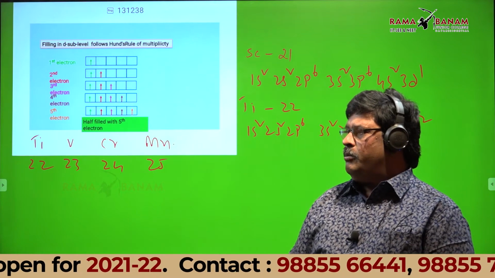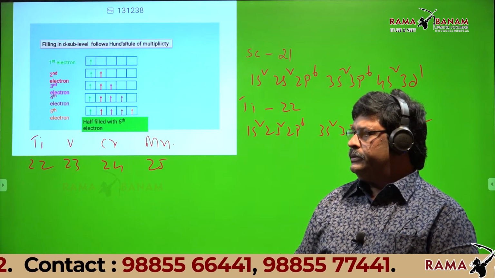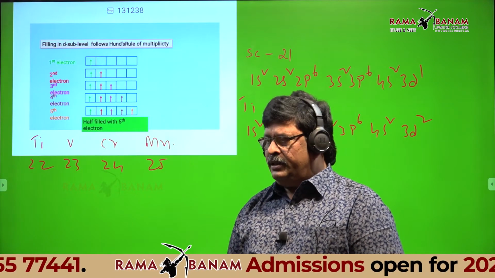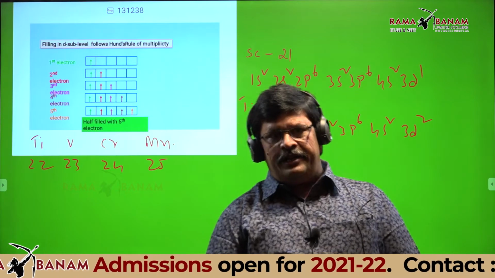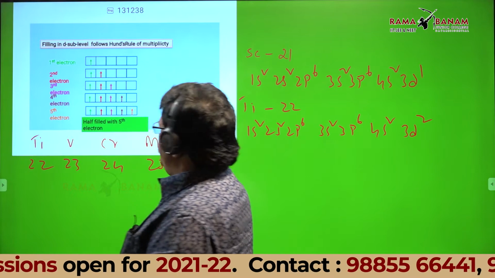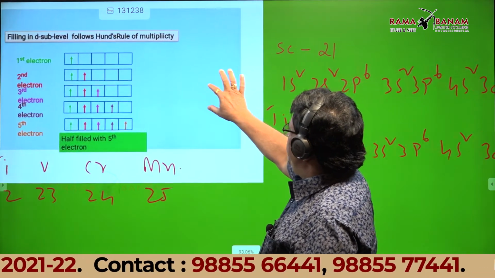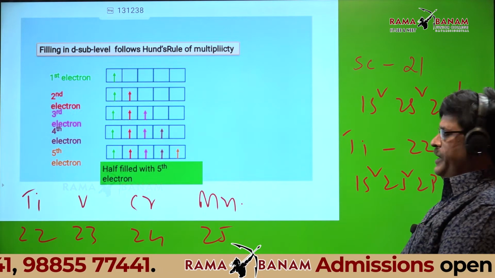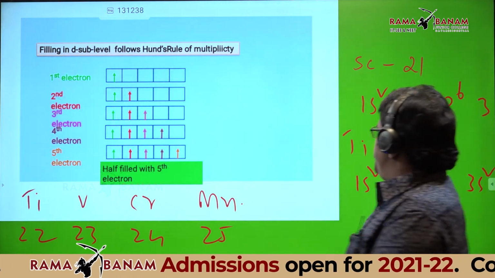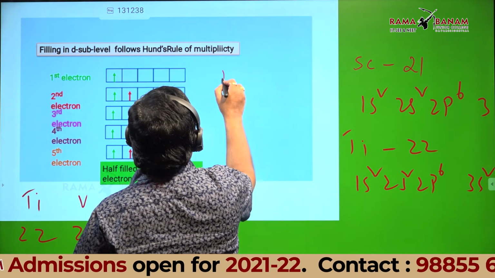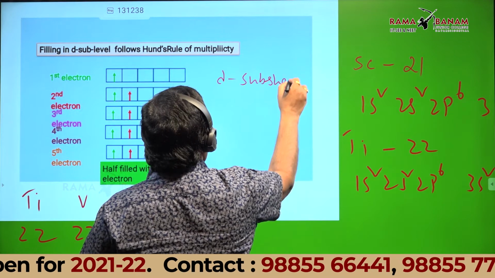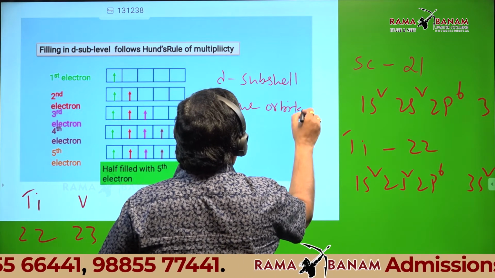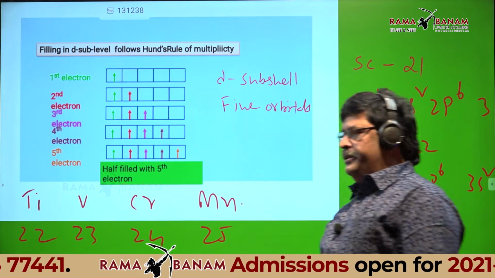Bhaskar, please mute your mobile. So no need to expand the d orbitals. Anyhow, if you want, just see this slide, students. The d subshell accommodates 5 orbitals, and all these d orbitals are degenerate, meaning equal energy.